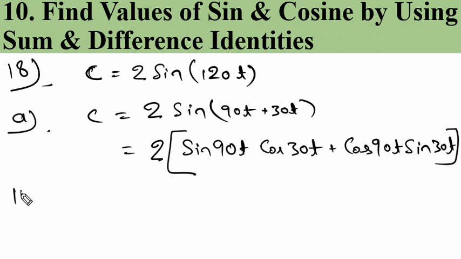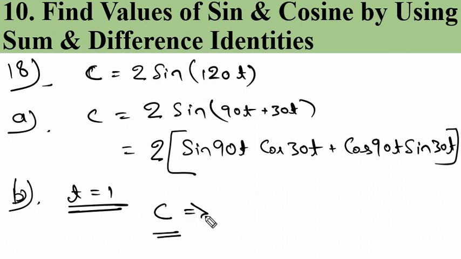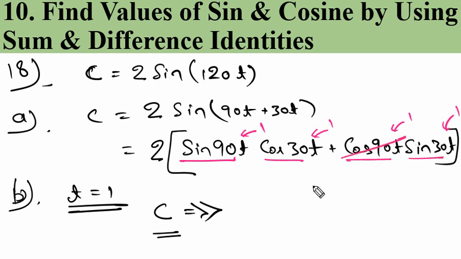Now in question number B, it is asking at t equal 1, what will be the value of current? What will be the value of this small c? So just put here t equal 1. So when you put t equal 1, what will happen? This will be sine 90 cos 30 plus cos 90 sine 30. Cos 90 is 0, so this whole term is 0. And yep, just solve only for this one.